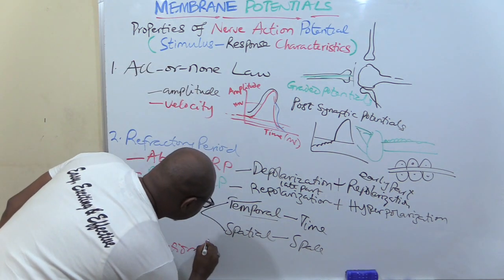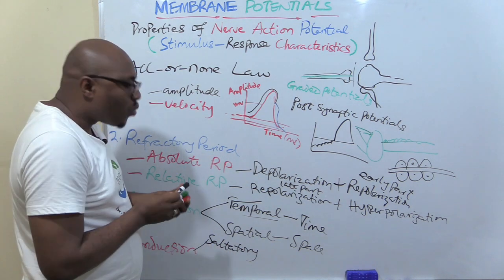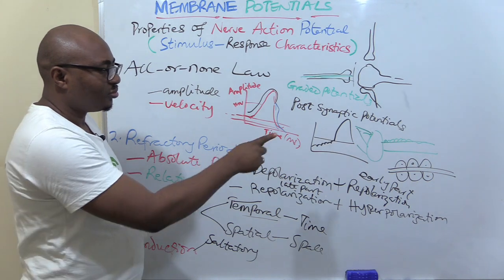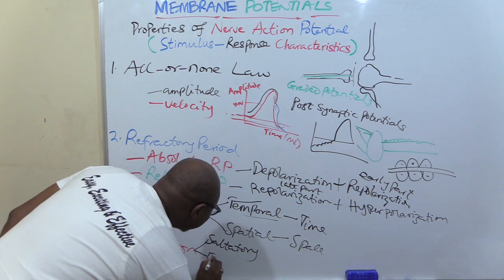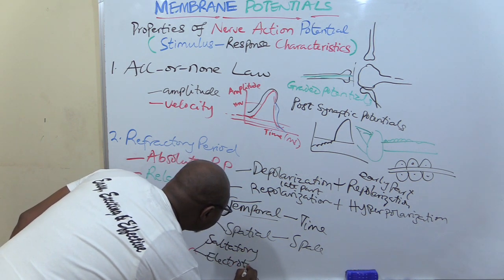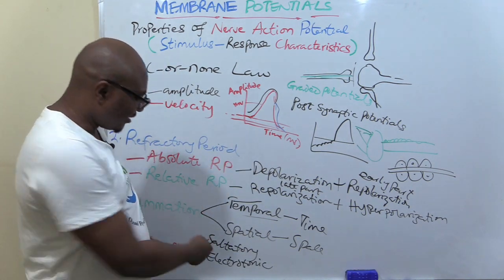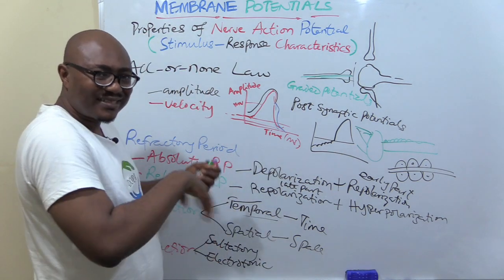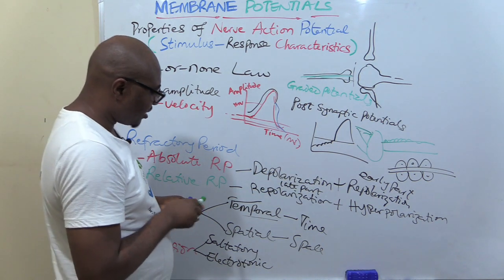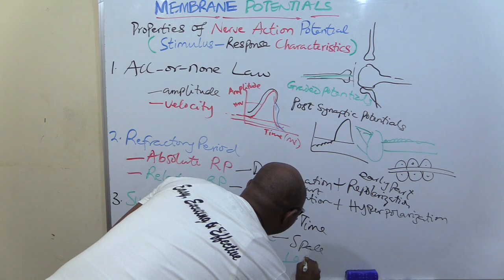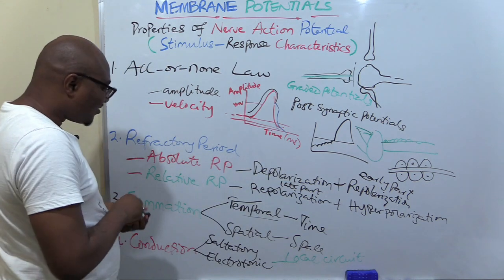Let's write it here. Saltatory conduction. Then the one without myelin, the kind of conduction is called electrotonic. Electrotonic conduction or electrotonic spread can also be termed local circuit current or conduction. You understand? Local circuit. Let me write it here. Local circuit. Okay, so that's what happens.